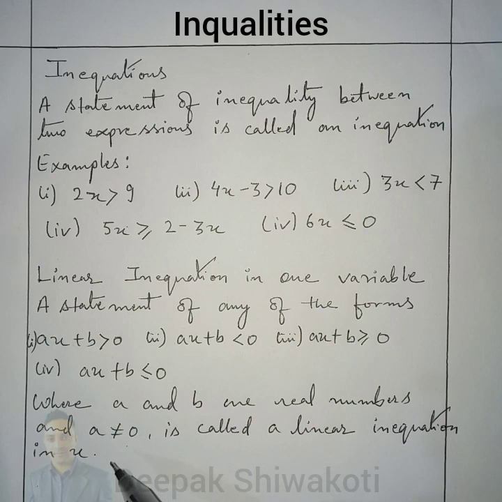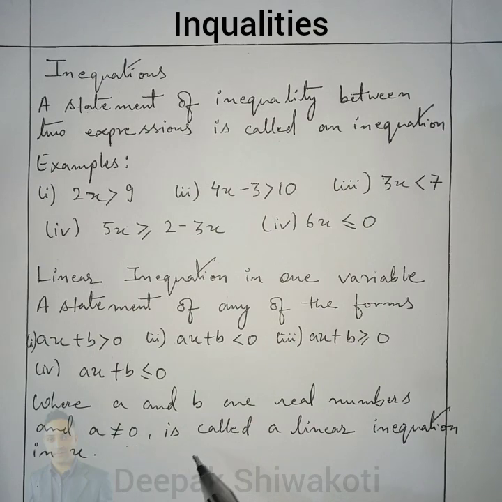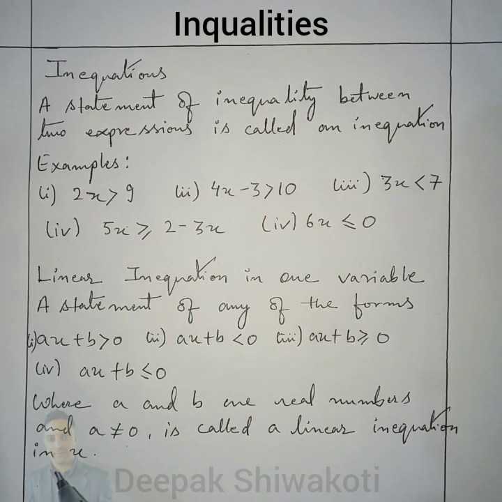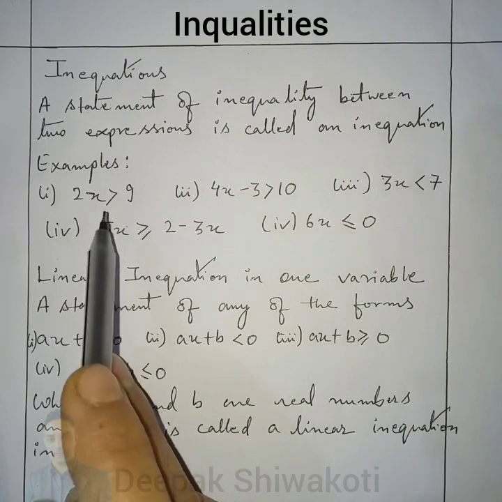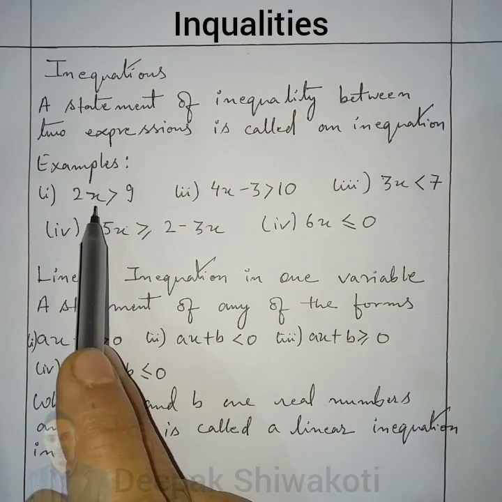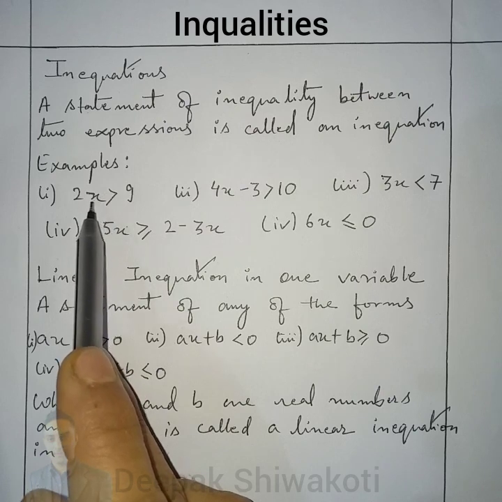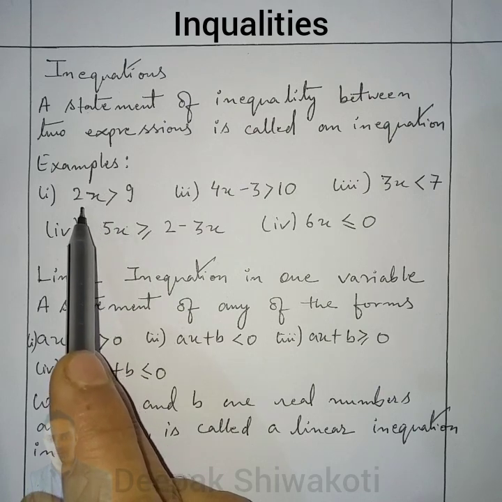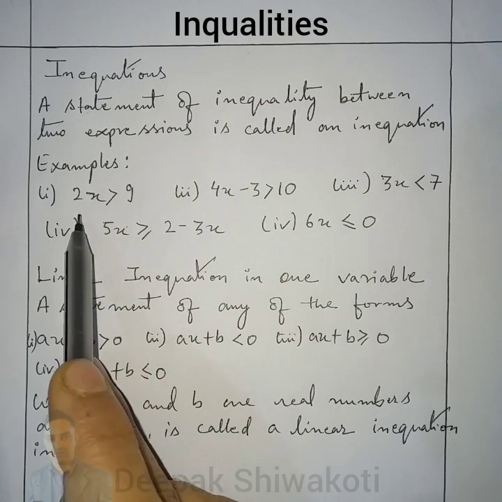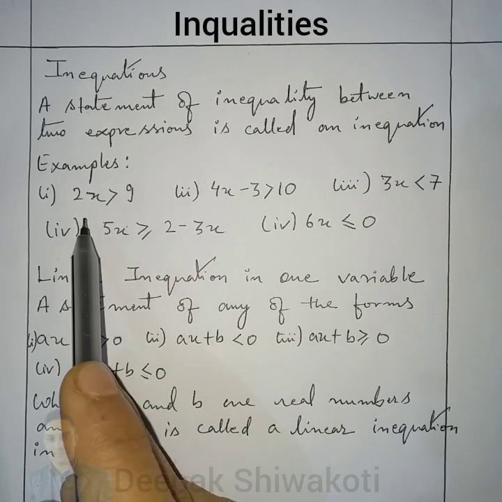That is why a is not equal to 0. And it is a linear inequation in x because the variable is x, only one variable, and the power of the variable is 1. So this kind of statement is called a linear inequation in x.